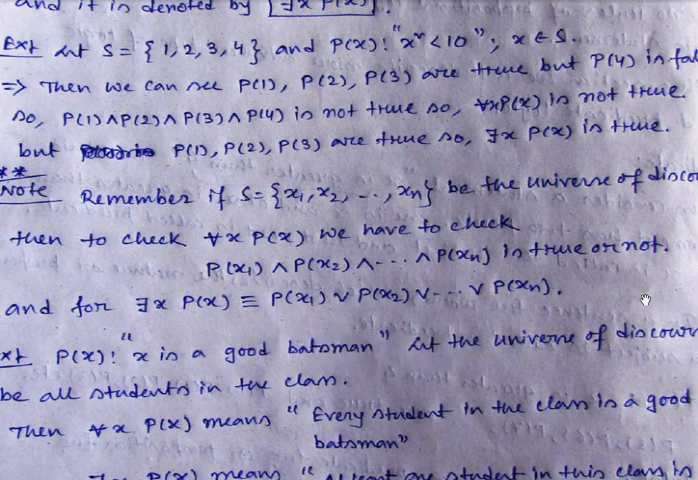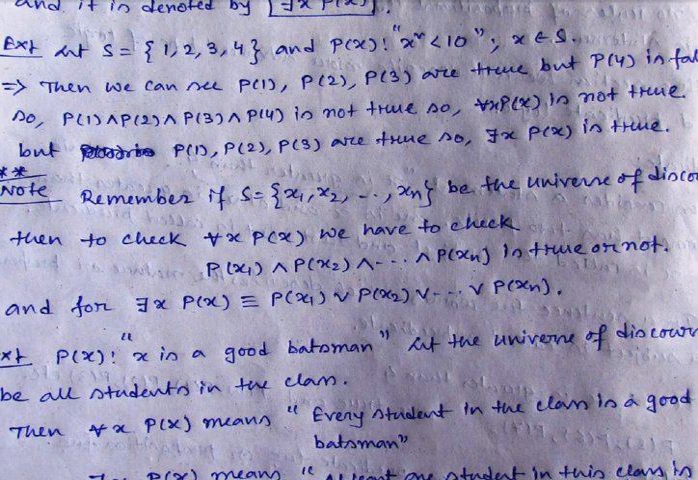But for the existential quantifier, we need only one value of x for which P(x) is true. So in that case, we will not take the conjunction, we will simply take the disjunction. That is, P(x1) or P(x2) or ... or P(xn). If any one of the statements is true, then there exists x P(x) is true.